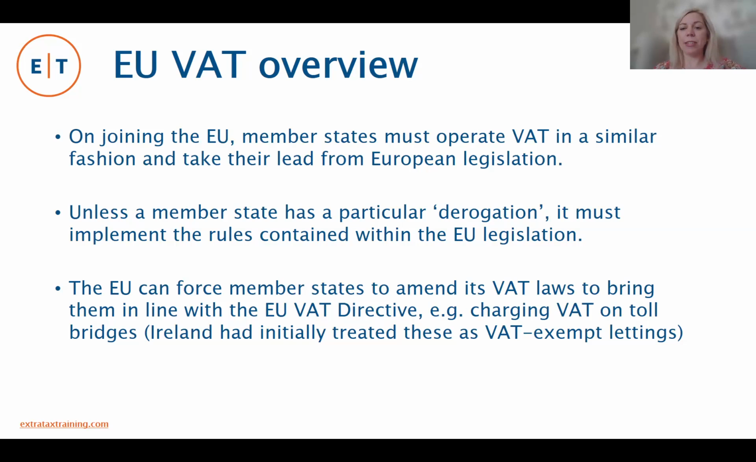So let's say in an Irish example, Ireland had initially treated toll bridges as VAT exempt lettings. But because Ireland didn't have a particular derogation in order to do that, the EU forced Ireland to change its VAT law so that they had to charge VAT on the toll bridges. They could no longer treat them as a VAT exempt letting. So that, I suppose, shows the supremacy of EU VAT law over the domestic law of the member states, that they have to abide by the rules unless they have a particular derogation.